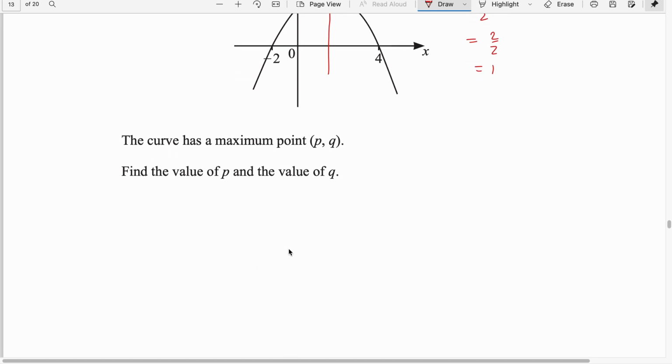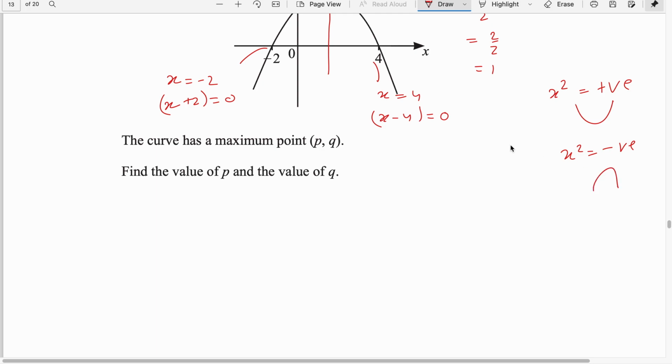We can write the general equation. I know this is minus 2, this is 4. So x equals minus 2 and x equals 4. Before solving, this would have been x plus 2 equals 0 and x minus 4 equals 0. Now you need to understand one thing. When the coefficient of x square is positive, it is a smiley face. When the coefficient of x square is negative, it is a sad face. In this graph, you can clearly see it is a sad face. So y equals x plus 2 into x minus 4 with a negative sign.